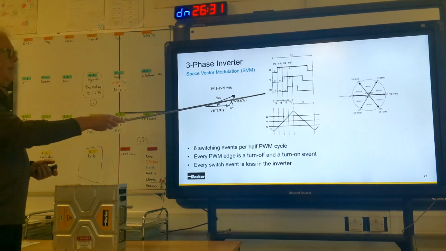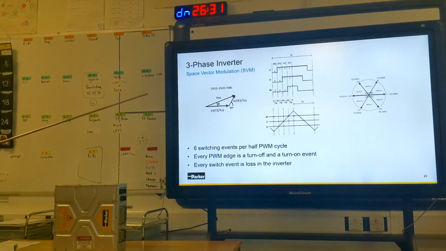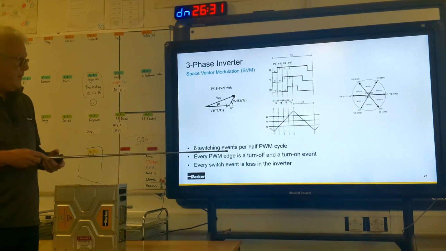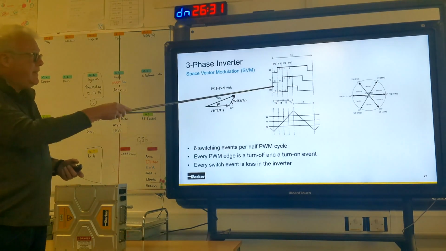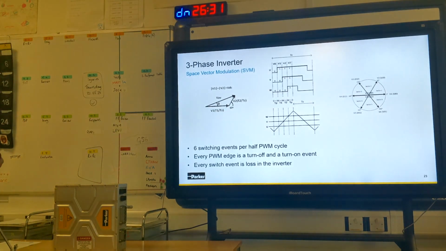Every single switch point here is actually two switching events happening. It's one power device turning off and its complementary one turning on, or vice versa. Every time you switch, there's a little bit of loss that occurs in the power converter. So space vector modulation is good, but it is a little lossy, okay, a little bit. It's more lossy than 6-step, but it does make a nice waveform. So for example, in this half a carrier period I've drawn, you've got 6 switching events taking place. That's kind of cool.